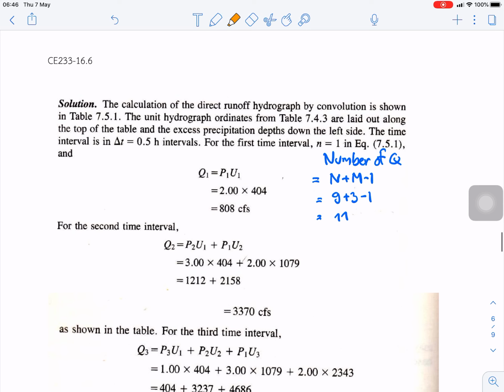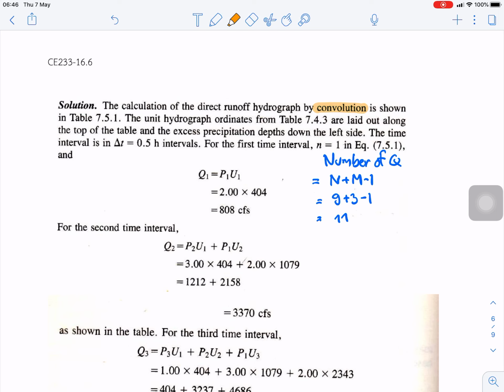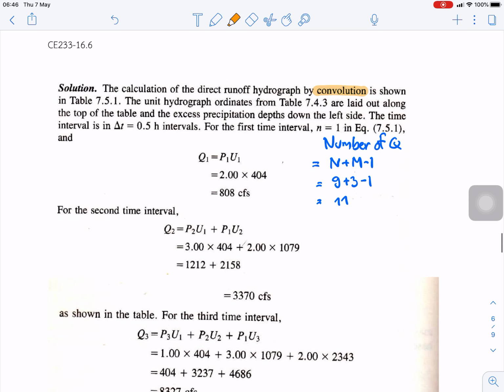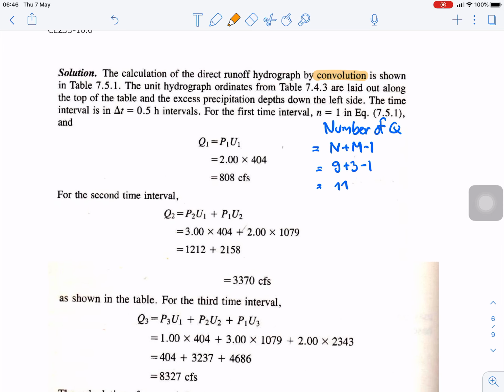Okay, so we use the method of convolution, from the previous table, shown in the below table. We can start by estimating the number of Q. Based on the equation N plus M minus 1, we get 11. So Q is equal to Q1 to Q11.